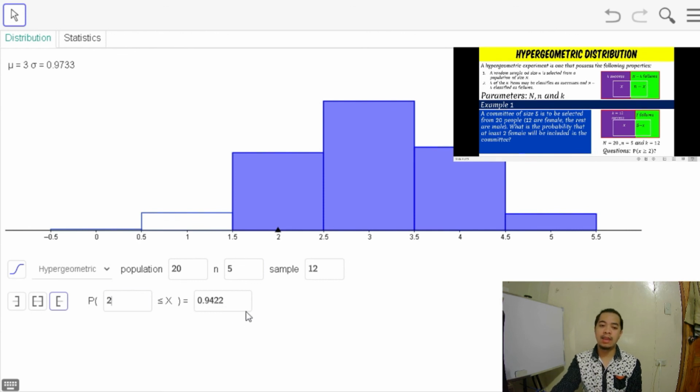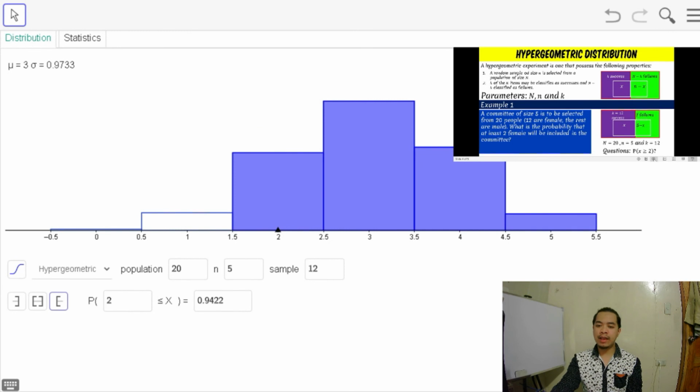It's really high. So it's likely that we will be able to choose at least 2 female when we have 20 people in a group, at the same time, 12 of them are female. So that is very understandable and logical because there are more female in the population. So there's more chance of including a female in our group.